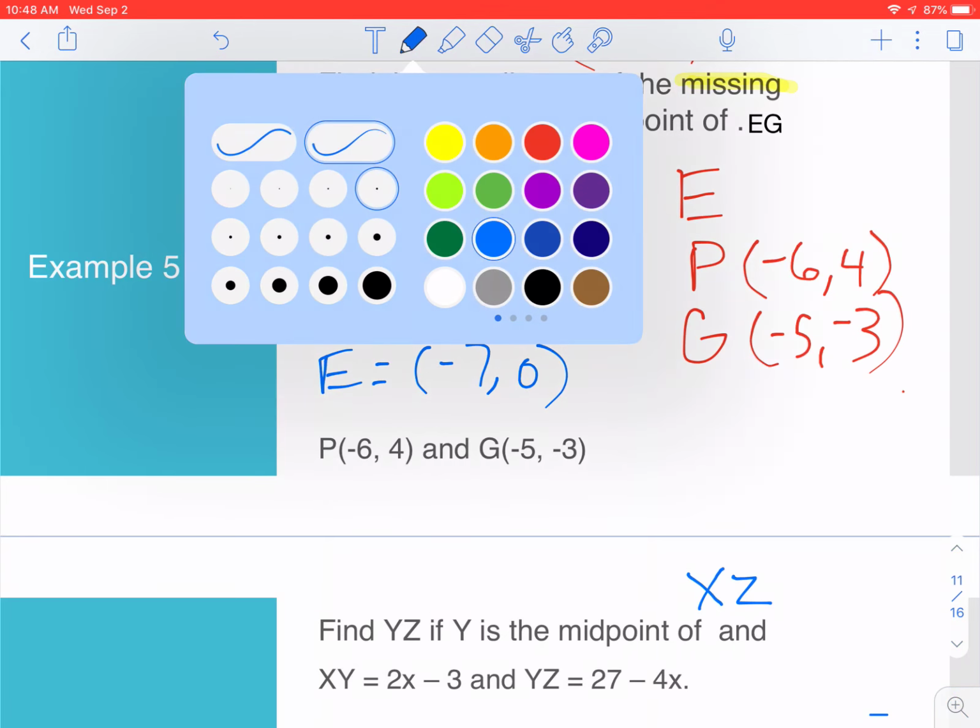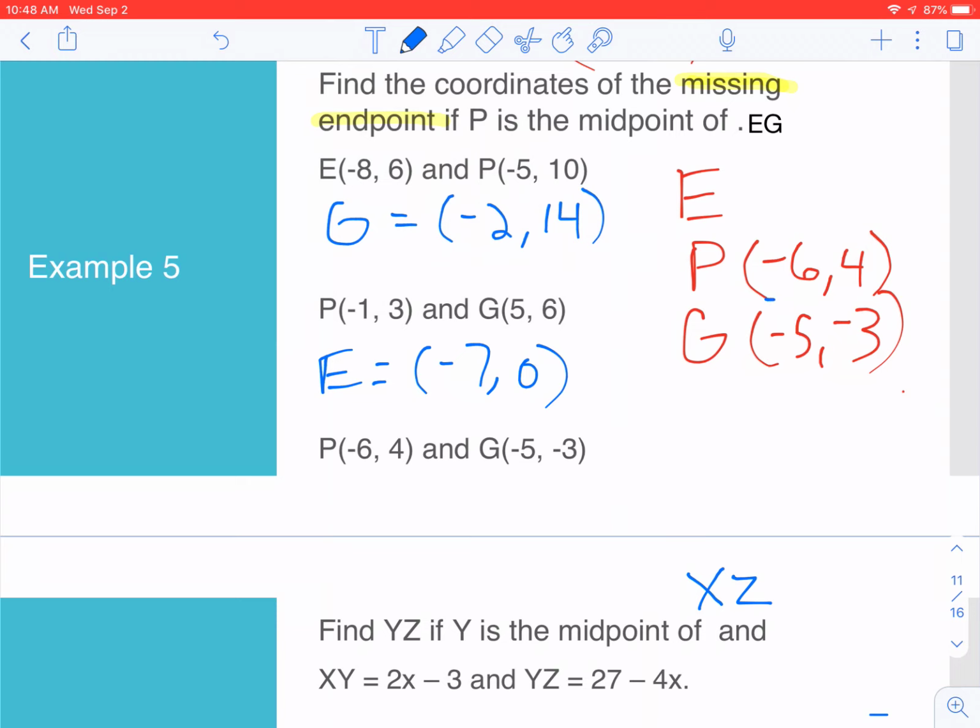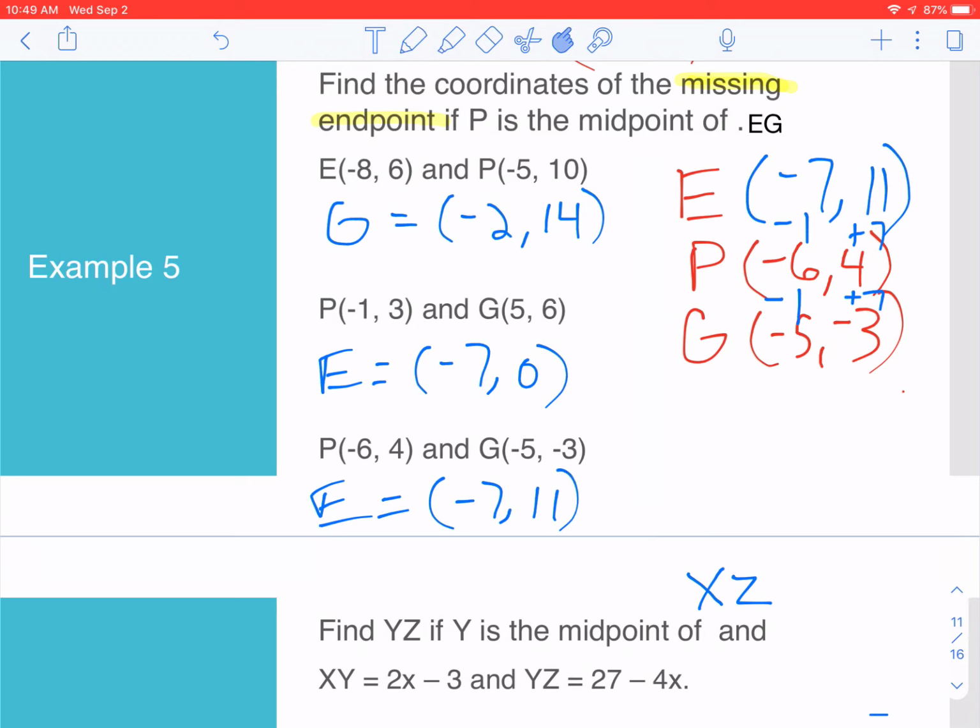How did I get from -5 to -6? I subtracted 1. I'm going to write -1 again. -6 minus 1 is -7. How did I get from -3 to 4? Okay, now I'm getting more positive. I add 7. -3 plus 7 is 4. I add 7 again. I get our favorite store, 7-Eleven, with a negative. So E equals -7, 11. Hopefully that's what you guys got. I know some of those can be challenging.